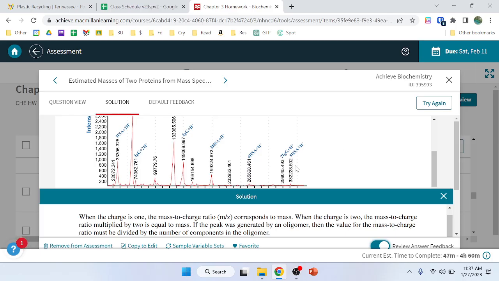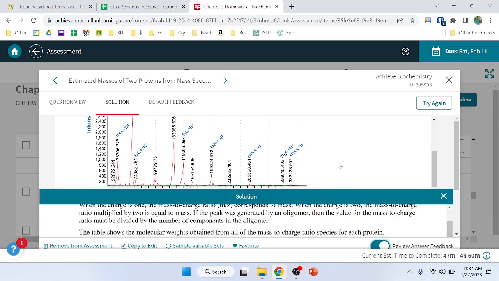Typically, one of these up here is going to be something along the lines of a charged full complex with maybe a hydrogen added to it. If we get lucky, we would have something with just a hydrogen. So we subtract off 1 when we get it.